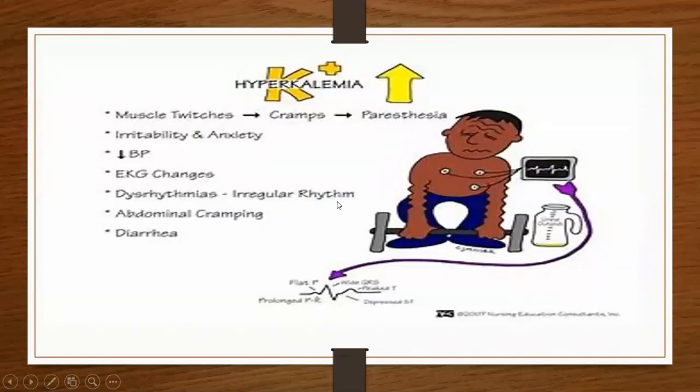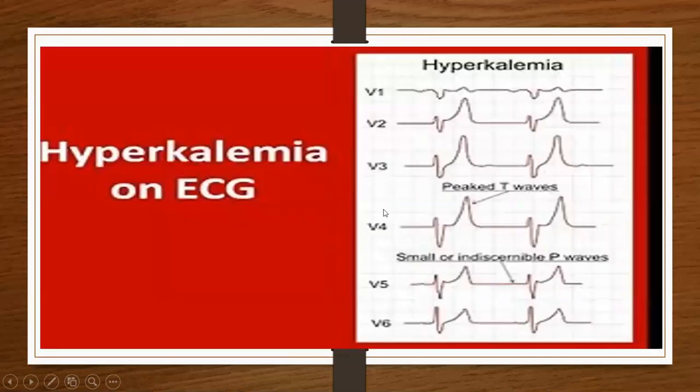Some of the symptoms you may see with a patient that has hyperkalemia will be muscle twitching, they'll be real irritable or anxious, blood pressure low, and then of course the EKG changes that we talked about, which is what we're most concerned with for this class. They may have abdominal cramping, the dysrhythmias, and diarrhea.